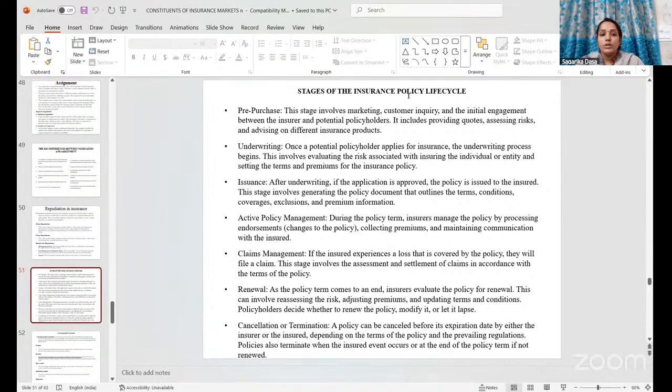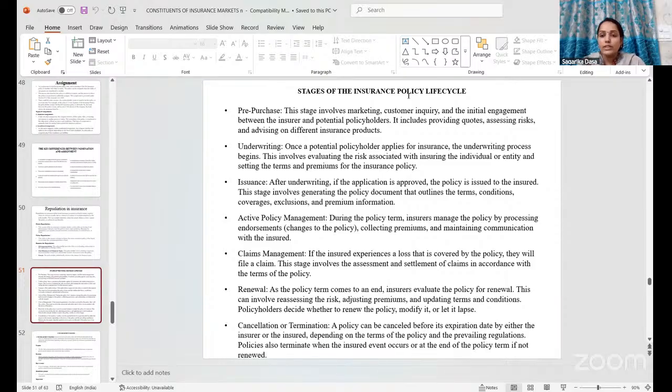The steps include, first one is pre-purchase. This stage involves marketing, consumer inquiry, and initial engagement between insurer and potential policy holders. It includes providing quotes, assessing risk, and advising on different insurance products.